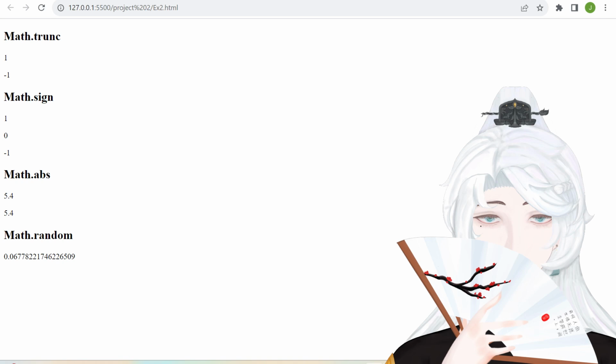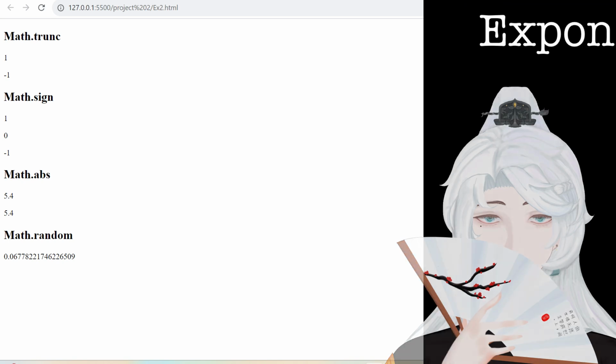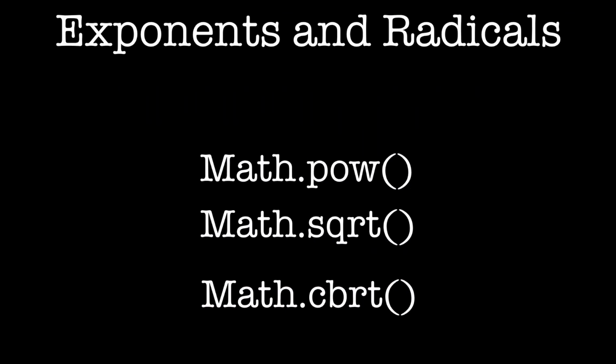For absolute, we've used 5.4 and negative 5.4. So due to absolute returns the positive value of the numbers, the two outcomes are both 5.4. For random, due to we didn't multiply the number being generated with any number, the outcome is 0.06, which was less than 1. To find exponents and radicals, it could use power, square root, and cube root.